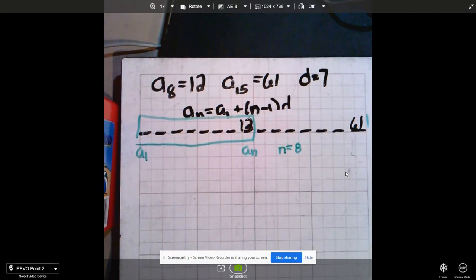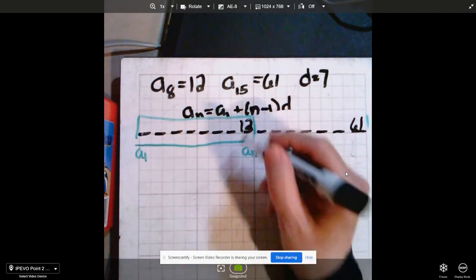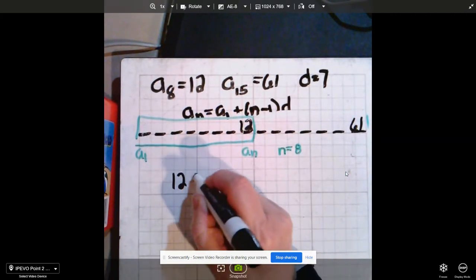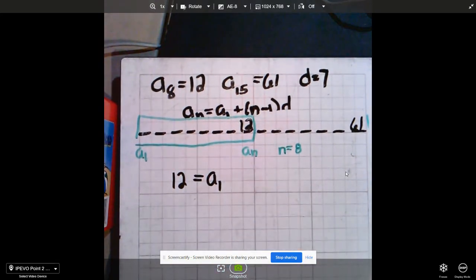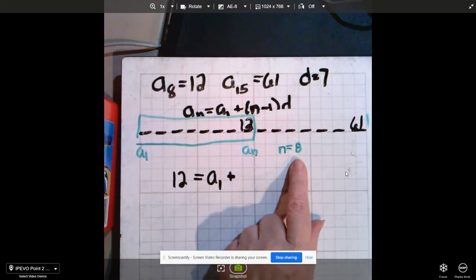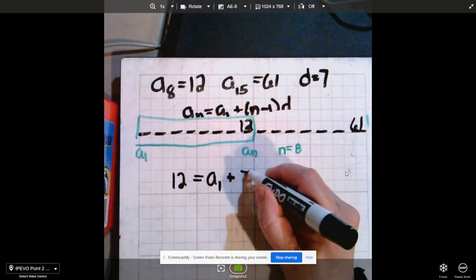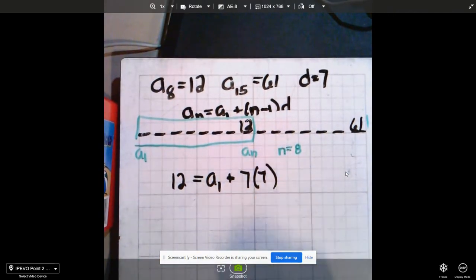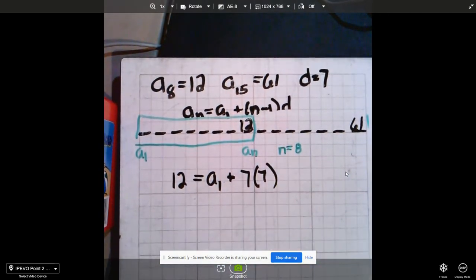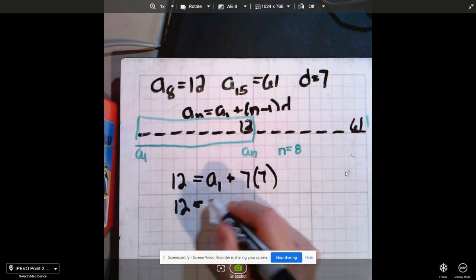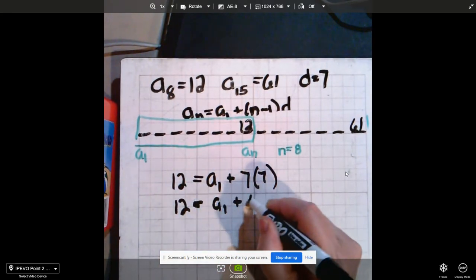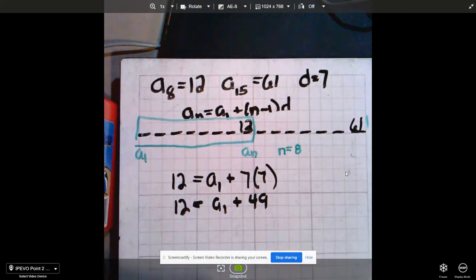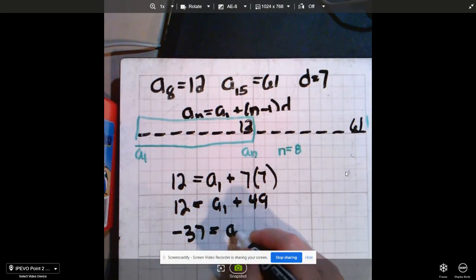So let's go ahead and fill in what we know there. So AN, I'm saying, is 12. A1 is what I don't know. That's what I'm solving for. Plus N minus 1. Well, we said N was 8, so N minus 1 would be 7. And we already found out that D was 7. So now I have this equation that I can solve. 12 equals A1 plus 49. If I subtract 49 from both sides, I'll get negative 37 equals A1.